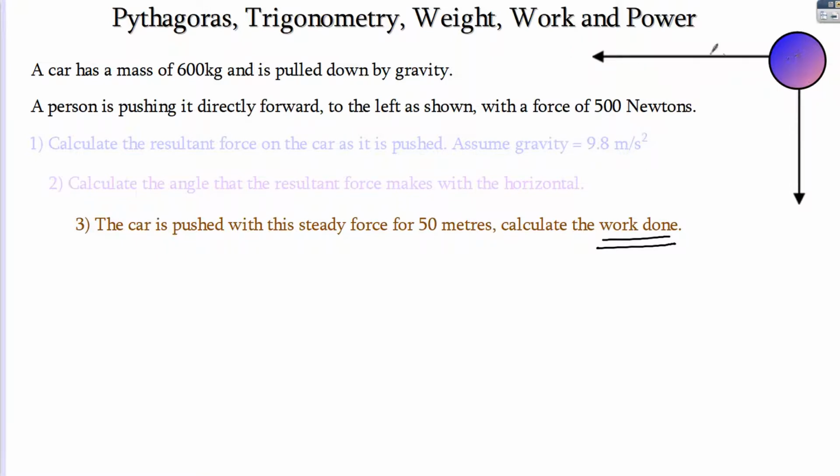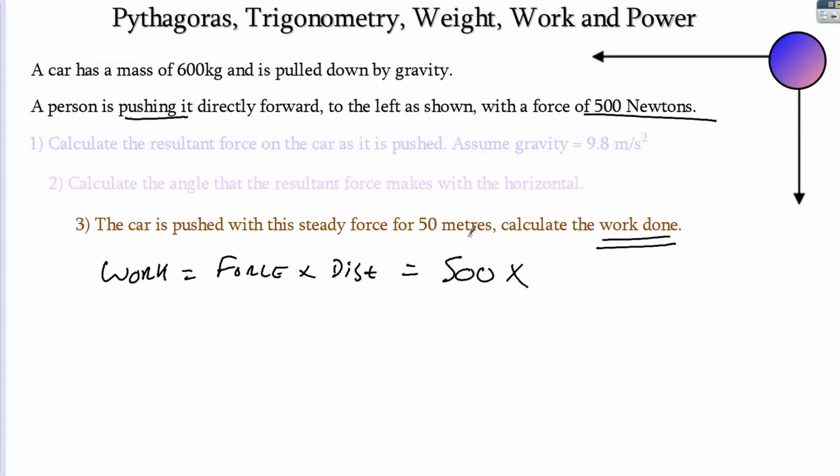And because the car only moves in this direction, it doesn't move down at all, even though there's another force on it. The force that we use for work is the one that makes it move in the direction that you're talking about. So work done equals force times distance, which is equal to the force pushing it, 500, times 50 meters.